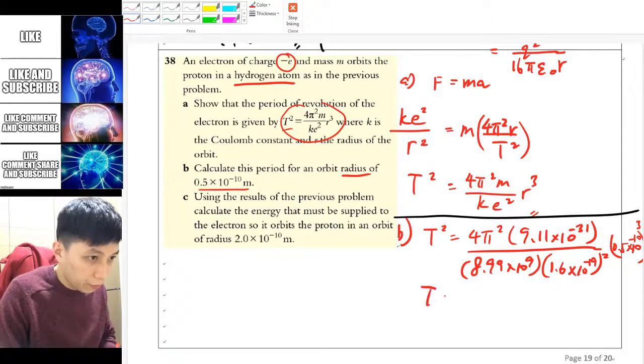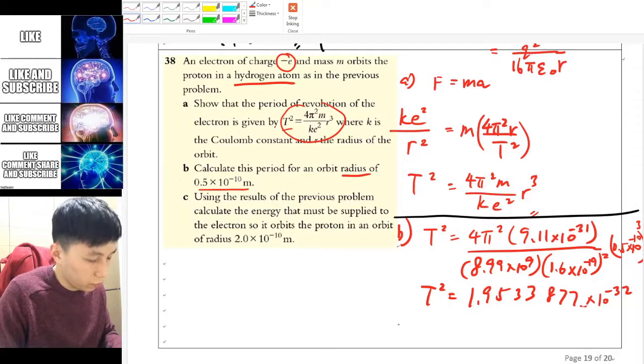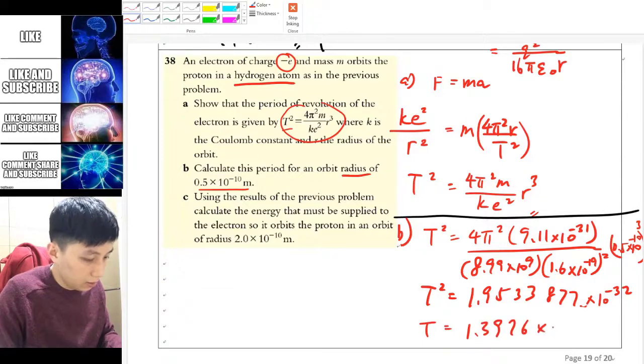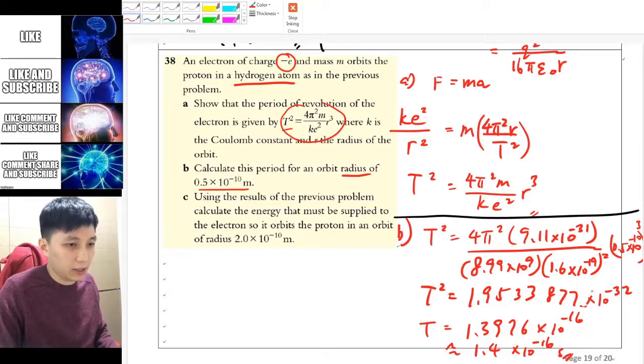If you do it properly, you should find T squared. I'll provide you the number so that you can check if you did anything wrong: times 10 to the power of negative 32. Then after you take the square root, the actual final answer will be something like 10 to the power of negative 16, and you should round it to maybe 1.4 times 10 to the power of negative 16, in the unit of seconds.